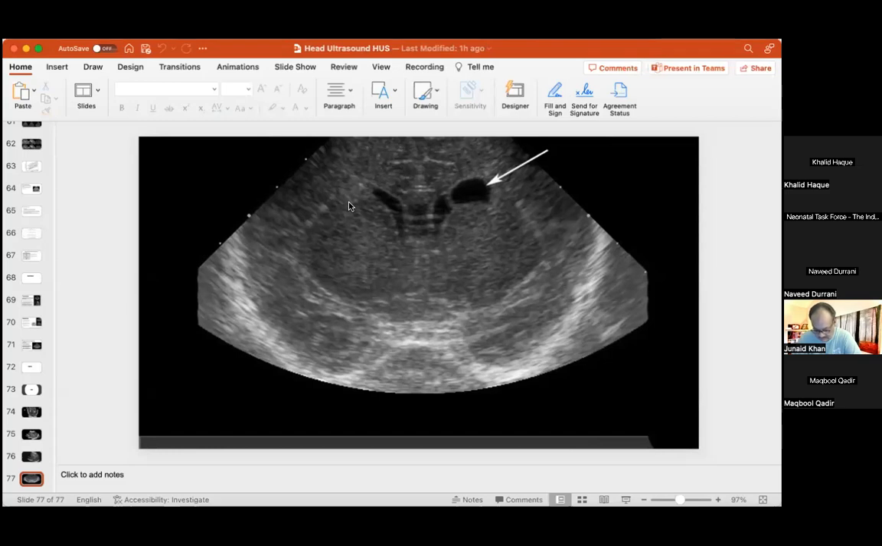The second is, we use this low frequency probe to do the head ultrasound most of the time.